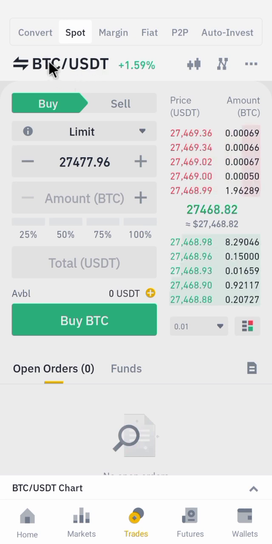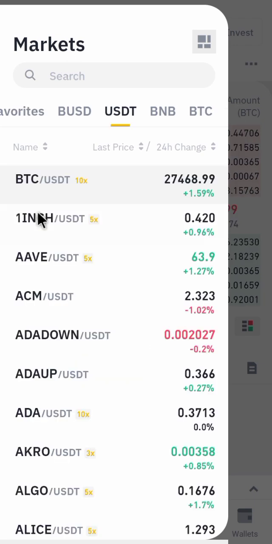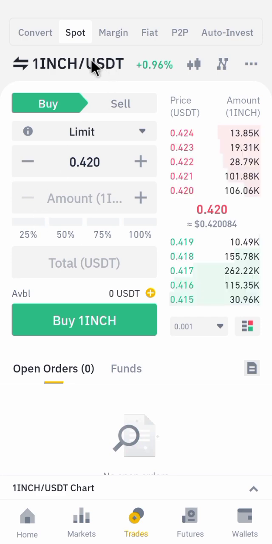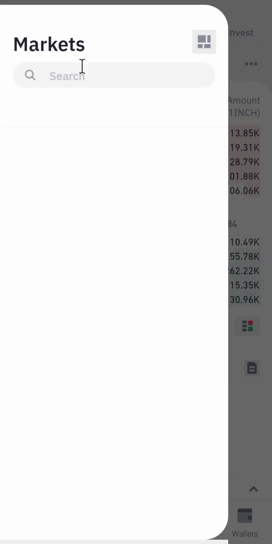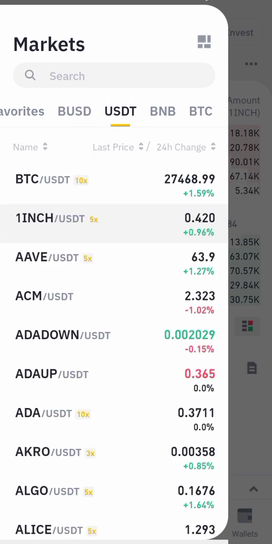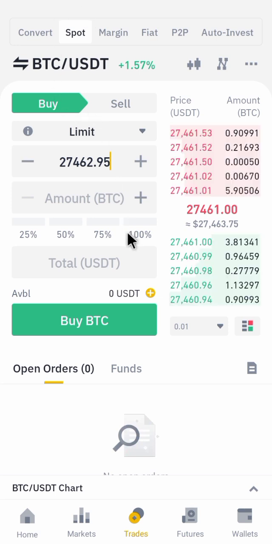And always make sure you select the right spot trading contract. This contract is on Bitcoin and USDT. When you first launch your spot trading, it will be on 1INCH and USDT, so you have to change it. How do I change it? You click on the same thing and go to USDT. Then you select BTC against USDT.